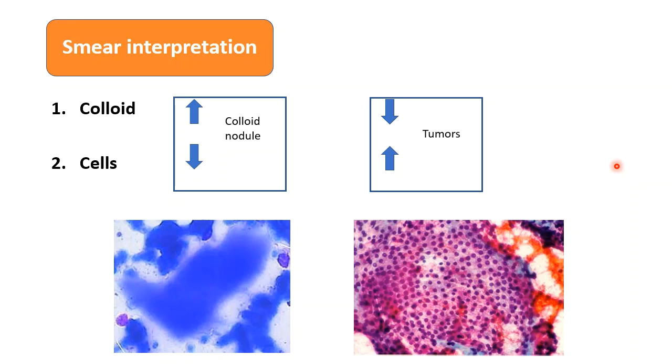So we can have high cellularity in case of hyperplastic nodules. However, if you have abundant colloid, you should think of a benign pathology. And especially if you have thin colloid, then you should think of benign pathology. You can have thick colloid in case of papillary carcinomas.